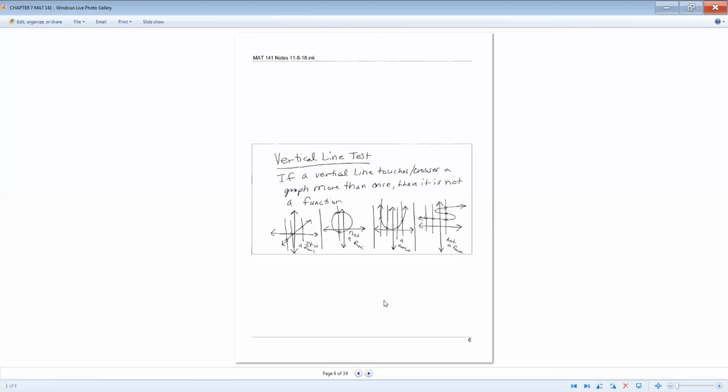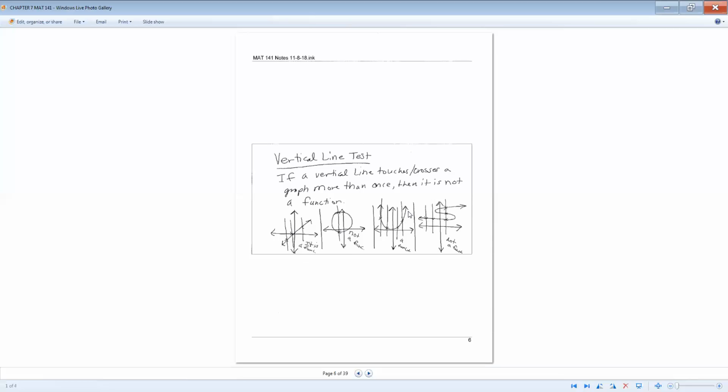Here we have the vertical line test. It says if a vertical line touches or crosses a graph more than once, then it does not represent a function, or the graph is not a function. So if I have this linear function here, this straight line, no matter where I draw a vertical line, it only touches it once, so that means it is a function. A circle is not a function because the vertical line touches it twice.